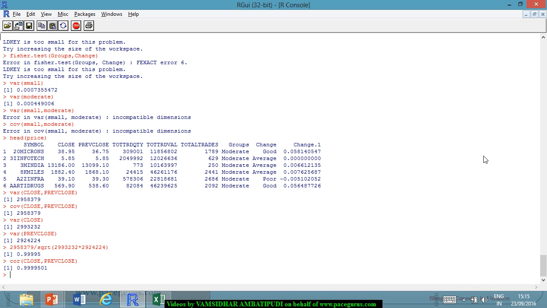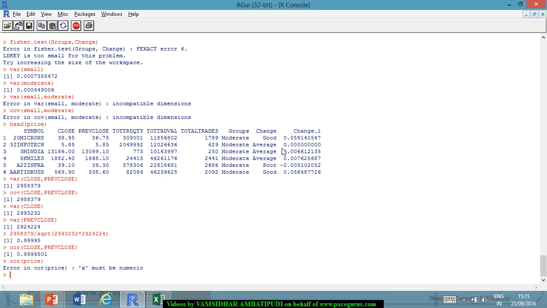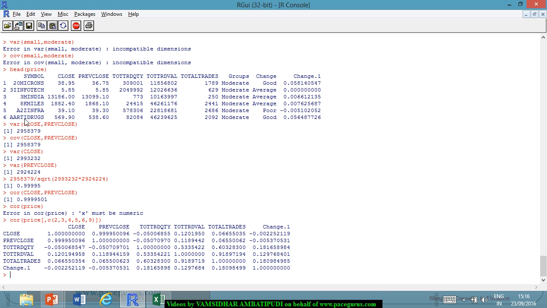But if I put cor of the entire data price, okay, I need to have numeric variables. So I will take the second, third, fourth, fifth, sixth, and this ninth column. I'll say correlation of price, wherein I consider all the rows, but column-wise only 2, 3, 4, 5, 6, and 9. I can find out the correlations pairwise for each of these variables. So it gives me a kind of a matrix.